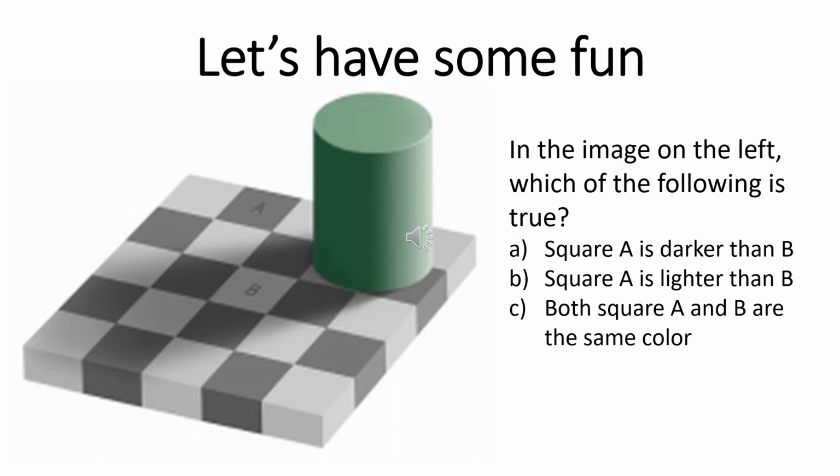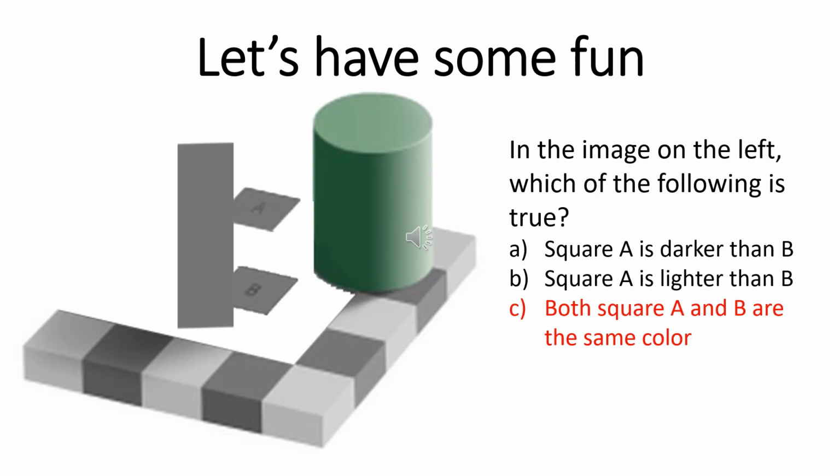Here we have a diagram. In that diagram, we have a checkerboard pattern, and we have one square marked with the letter A, one square marked with the letter B. So which of the following statements are true? Square A is darker than B, square A is lighter than B, or both square A and B are the same color. So the correct answer here is C, both square A and B are the same color.